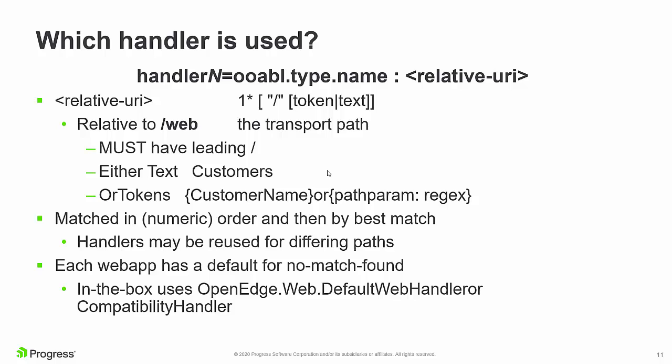If you look at the build-up of the openedge.properties file, you see a handler, a number for that handler, the web handler class name, and the relative URI that it refers to. It is always relative to /web, which is the transport path for PASOE. It must always have a leading /, and you can either enter text, like we had demo in the example, or tokens, like we had number in the example. These handlers are always matched in numeric order, so that's why I've put demo/number on top of /demo instead of vice versa, because then it would always be matched first with /demo. Handlers can and may be reused for differing paths. Each web app also has a default for no match found.